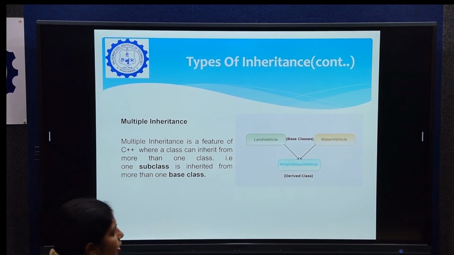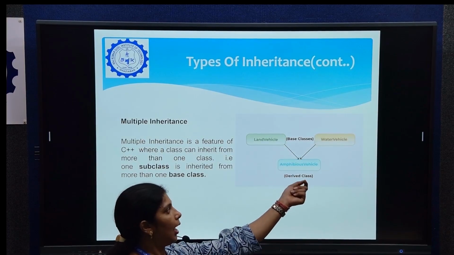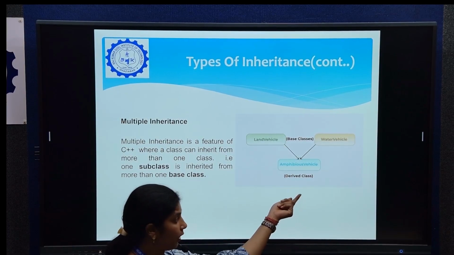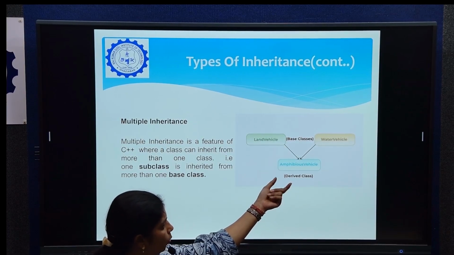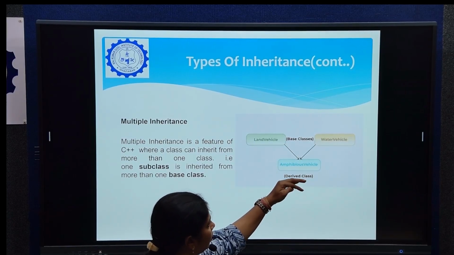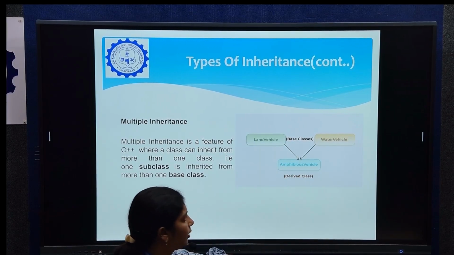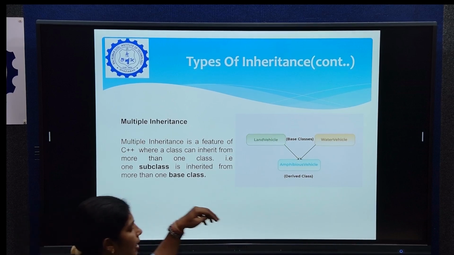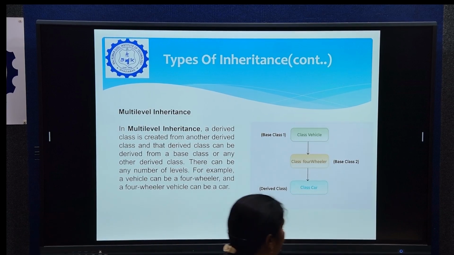Multiple inheritance: we have 2 base classes, and the derived class is only one. These 2 base classes are inherited by this one derived class. This is the example of multiple inheritance.